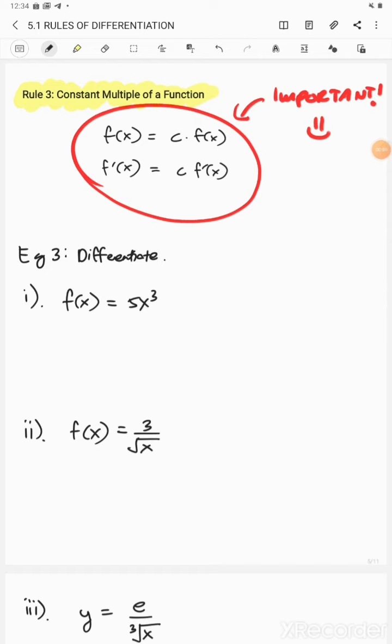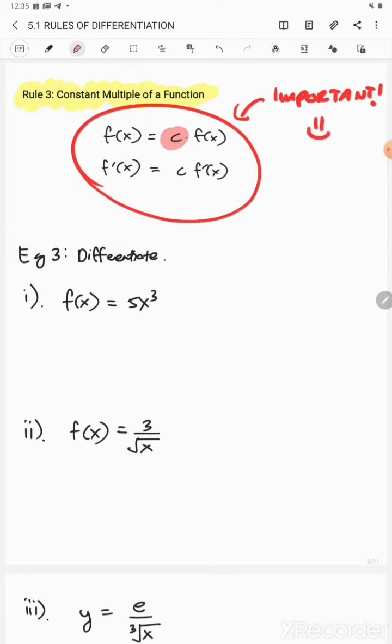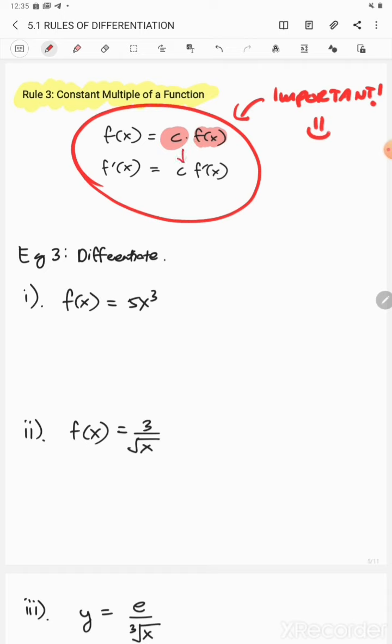This is rule number 3, constant multiple of a function. Why do we call it a constant multiple of a function? You can see here we have the general form of the function f(x) equal to c, where c is a constant, multiplied with the function f(x). To solve this, what you have to do is just let c remain, and then differentiate only the function.